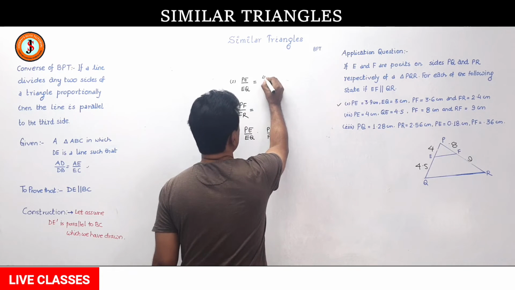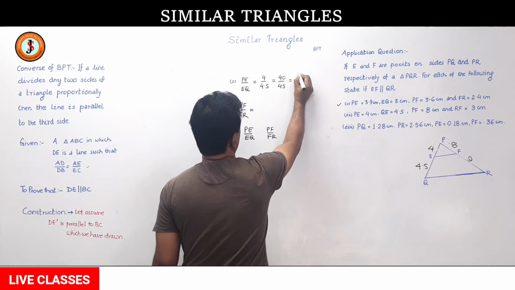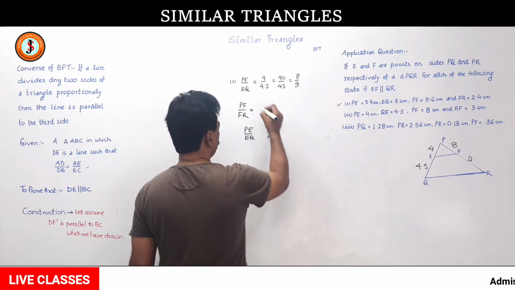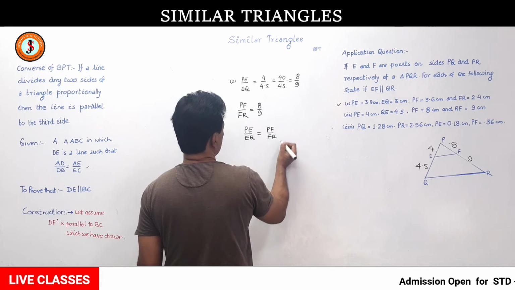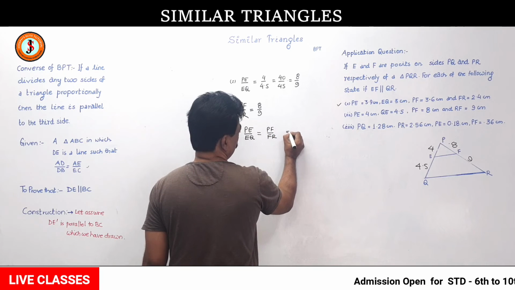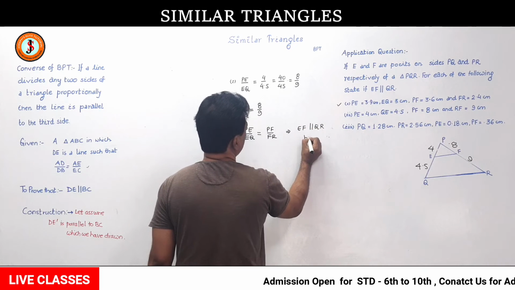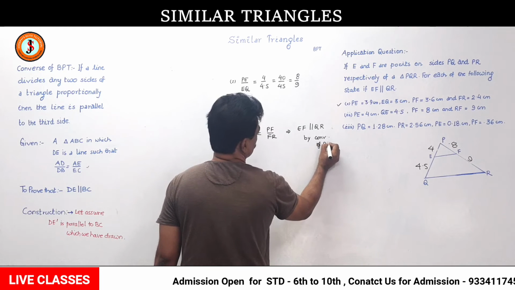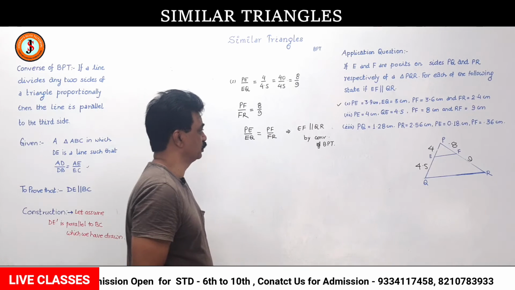So, PE by EQ is equal to 4 divided by 4.5. So, 40 by 45, 5 8s are 40, 5 9s are 45. So, we are getting the ratio 8 by 9 and PF by FR is 8 by 9. That means PE by EQ is equal to PF by FR. This implies that EF is parallel to QR by converse of BPT. Done. Now, next question, third one.